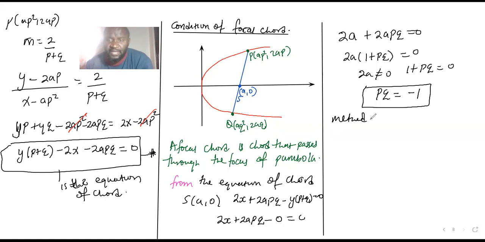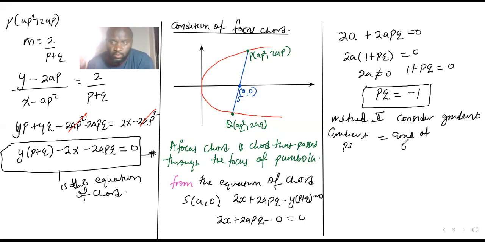For method 2, to prove that, consider gradients, whereby the gradient of PS should be equal to the gradient of QS, which is going to be 2AP minus 0 out of AP squared minus A, is going to be equal to 2AQ minus 0 out of AQ squared minus A. When you simplify, you realize the following.